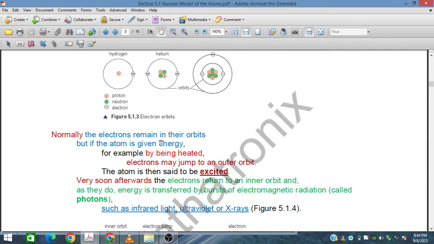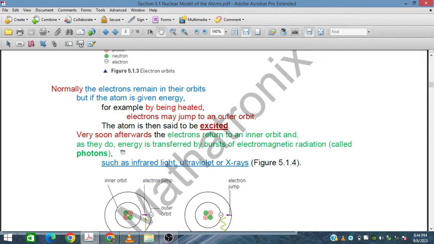Normally the electron remains in its orbit, but if the atom is given energy, for example by being heated, an electron may jump to an outer orbit, from here to here. If it gets energy, it moves up, and the atom is said to be excited. Very soon afterward, the electron returns to an inner orbit, and it emits light. Energy is transferred by bursts of electromagnetic radiation called photons.